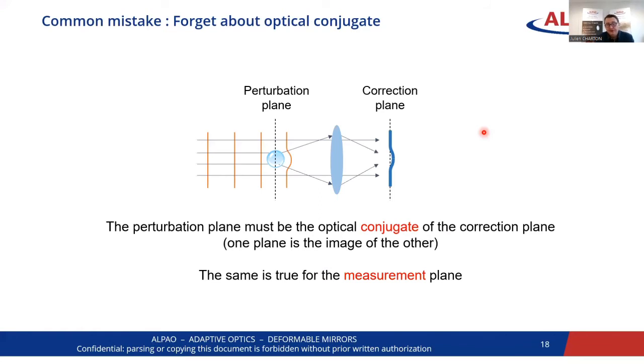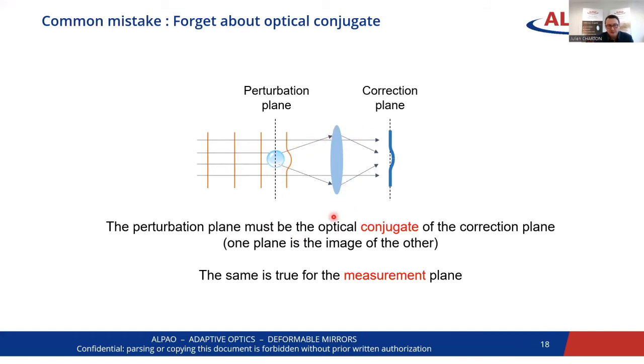There is a solution for this. It's easy. You have to put some lens or some telescope or some other optical components to be sure that you will focus all the light coming from one part of the wavefront and that it will go into the same area of the deformable mirror or any correcting device you may have. So it means optically that one plane must be the optical conjugate of the other. It means that this plane will be the image of this one through the optical setup that is in between.